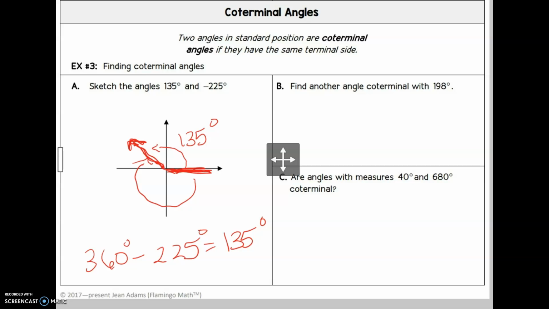Okay, so now let's think about 198 degrees. They want to find another coterminal angle for 198 degrees. Well, again, if you think about it, you're going to be in quadrant 3, so somewhere right around in there. So if we do 360 minus 198, you're going to see that you get, or I did that backwards. It's going to be 198 minus 360.